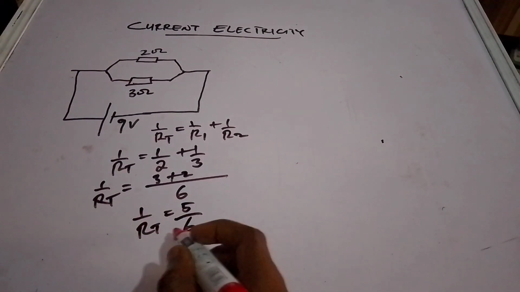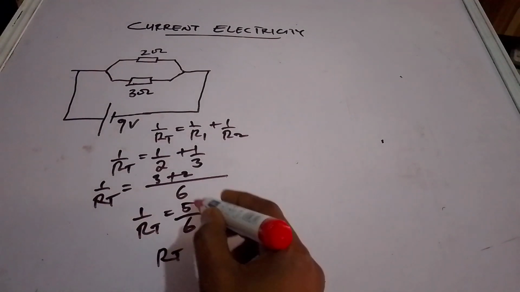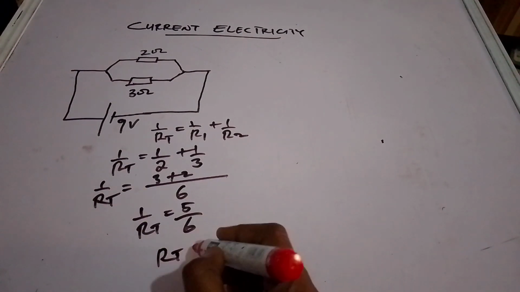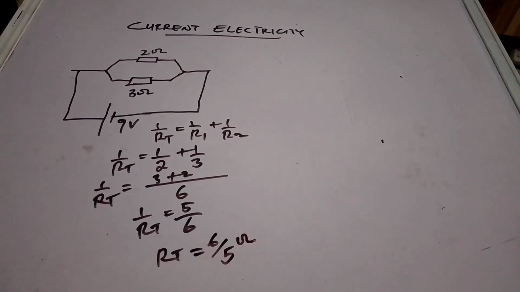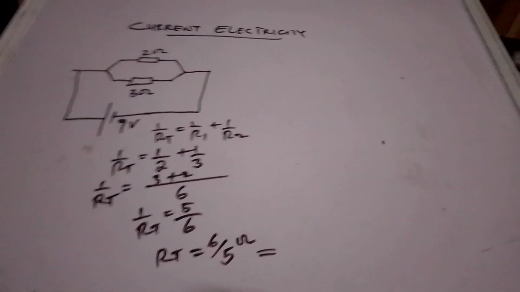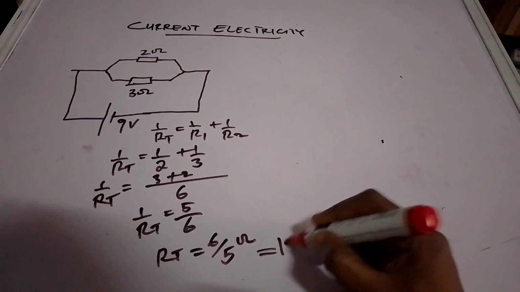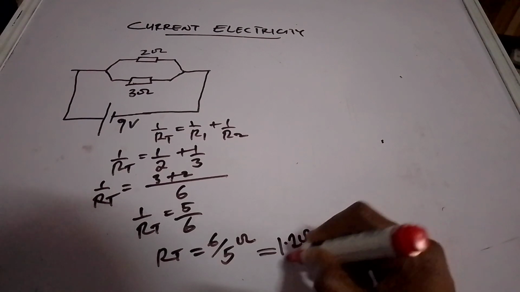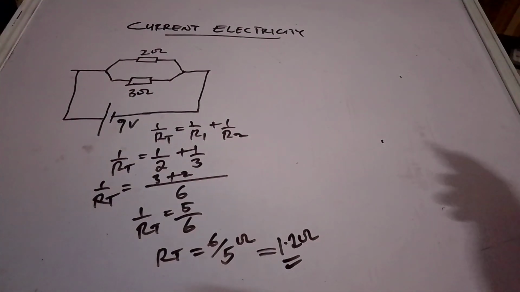So if 1 over R total is 5 over 6, you cross multiply, and we have 5 RT equals 6. So RT is going to be 6 over 5 ohms. Let's make it a decimal fraction. 6 over 5 is going to give us 1.2 ohms. So what we are saying in essence is that the total resistance of this circuit is 1.2 ohms.